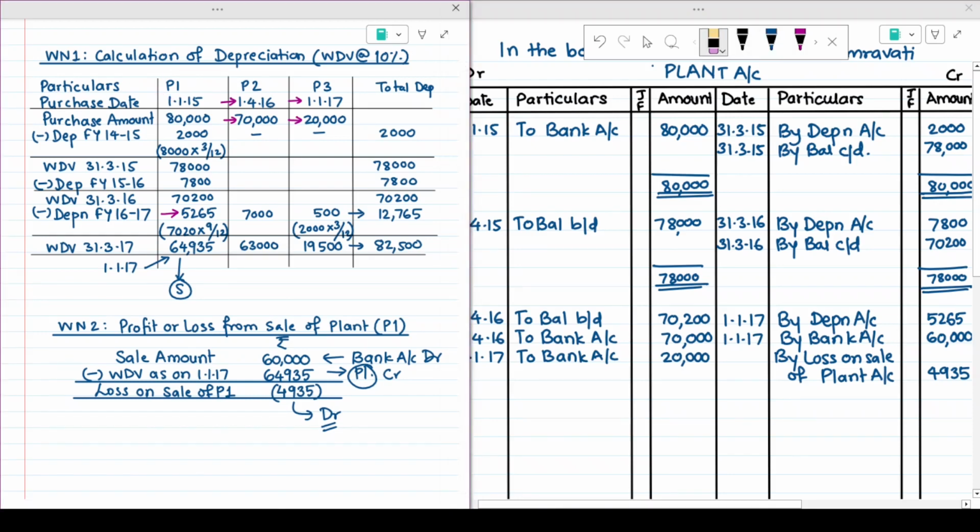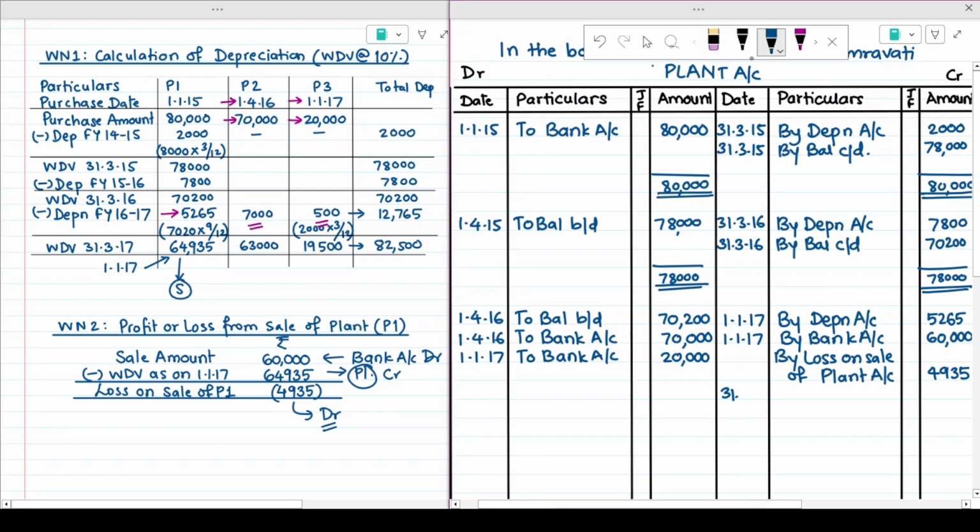Now what else is pending? In third year we have passed entry of depreciation of first asset, that is 5265, but we also have plant 2 and plant 3's depreciation, that is 7,000 plus 500, 7,500 entries pending of depreciation. So that entry we will pass on year end. So on 31st March 2017 by depreciation 7,500. For your reference you can write plant 2 plus plant 3, and this machinery was plant 1 which was sold. This is for your reference. In exam you need not write, that is your option.